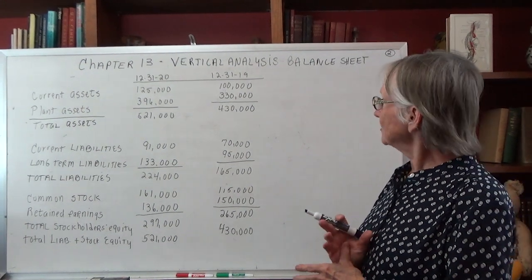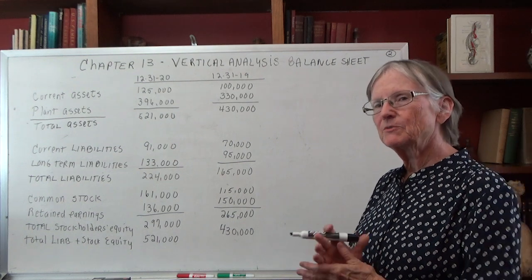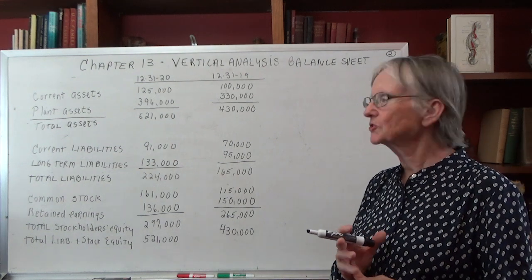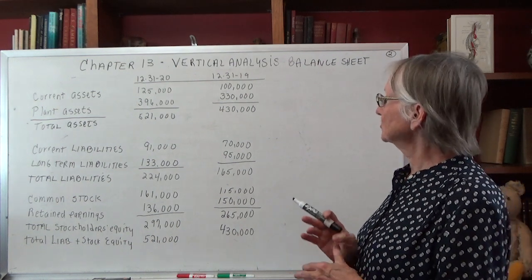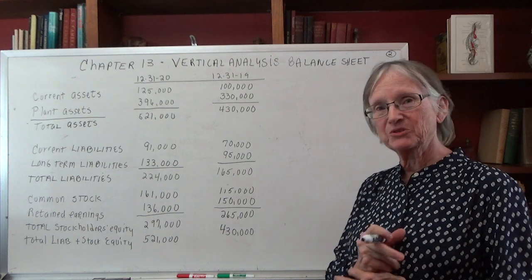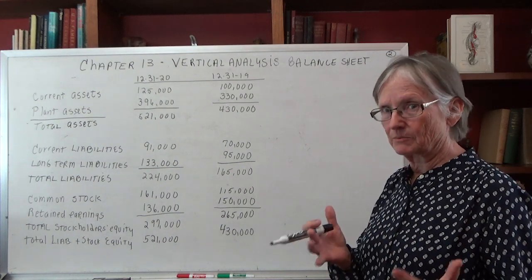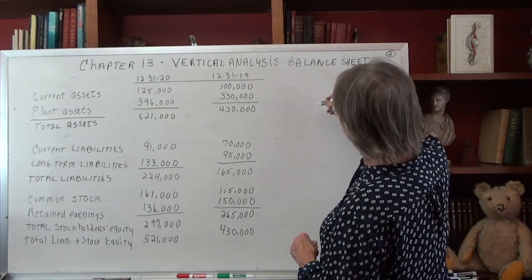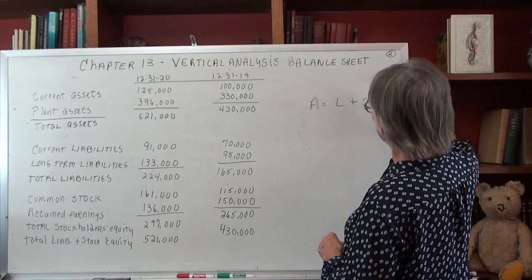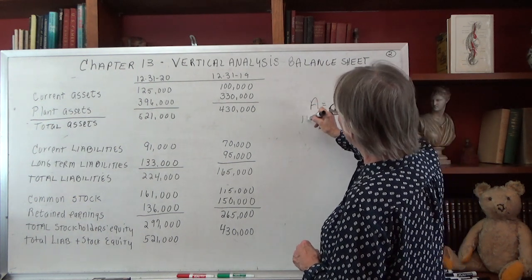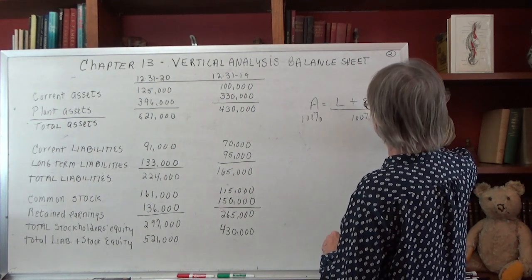So this is vertical analysis of the balance sheet. You remember on the income statement, we would set net sales to 100%. In using the vertical analysis on the balance sheet, we're setting two different things to 100%, but if you think about it, it makes sense. If you go back to our basic accounting equation, assets equals liabilities plus stockholders' equity, we're going to set our total assets to 100%, and then we're going to set those two together to 100%.